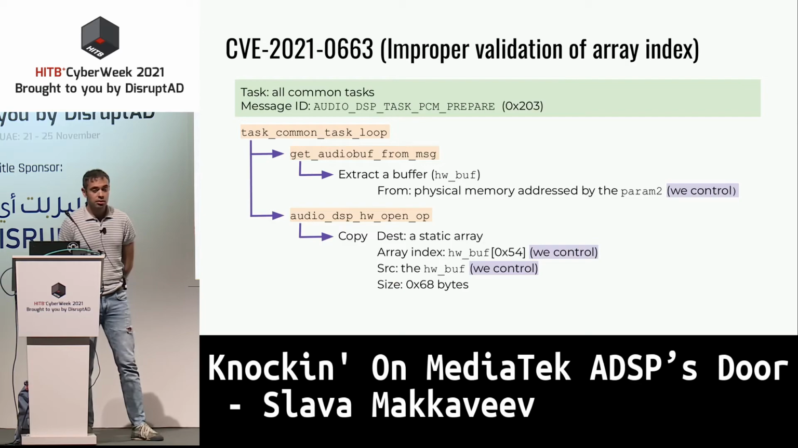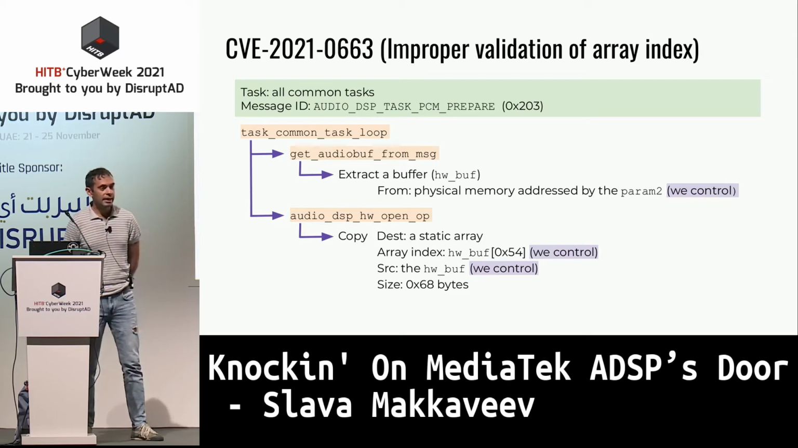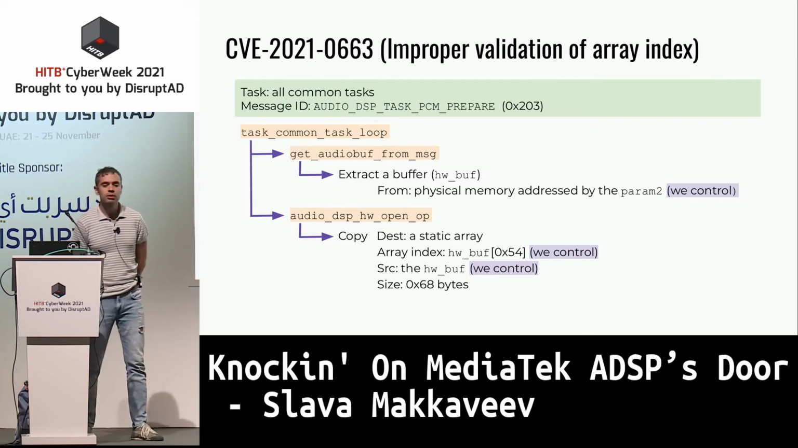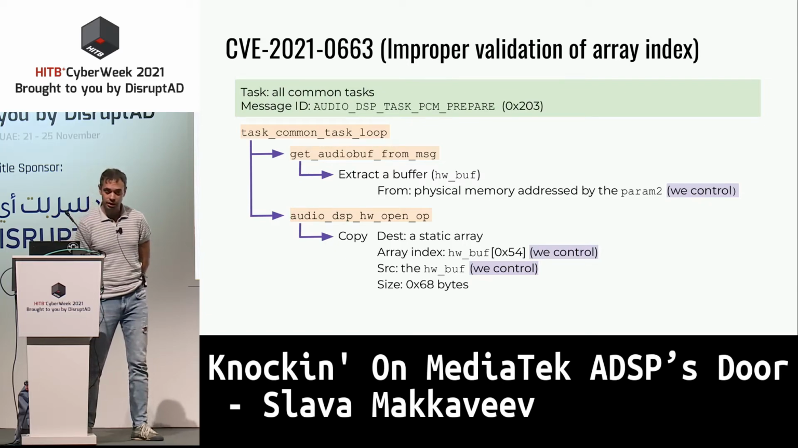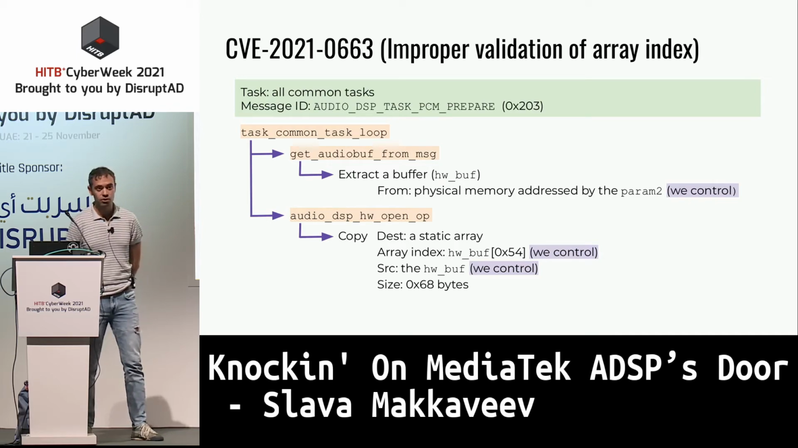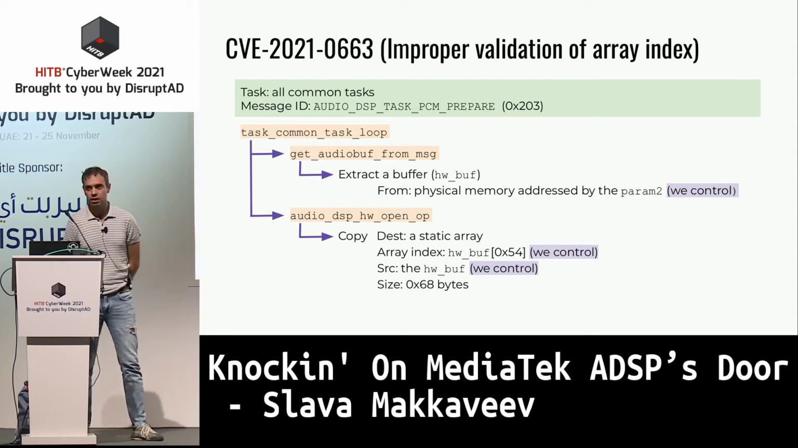Okay. This is the third write vulnerability. When processing a message with ID 203, the task common task loop function calls a get audio buffer from message function to extract an audio buffer from a physical memory addressed by param 2. Then this buffer is passed as an argument to the audio DSP hardware open op function, and this function copies the audio buffer to a static array. The field at offset 54 is used as the index of the array, and there is no check for index overflow. This means that if we can control the audio buffer in physical memory, we can provide an arbitrary index and overwrite memory in the data segment and control its values.